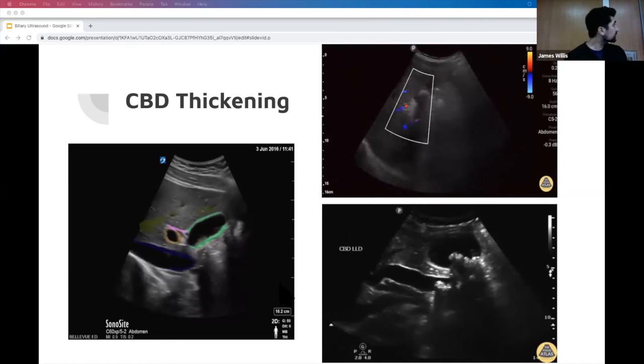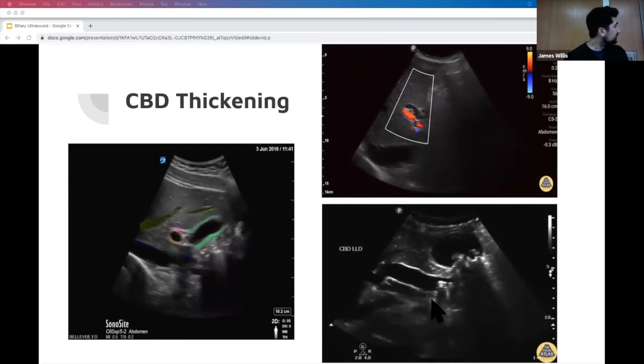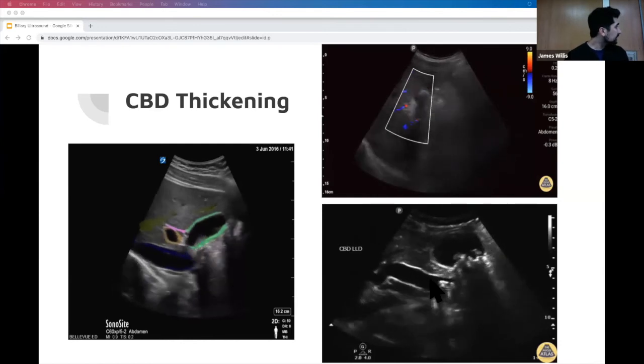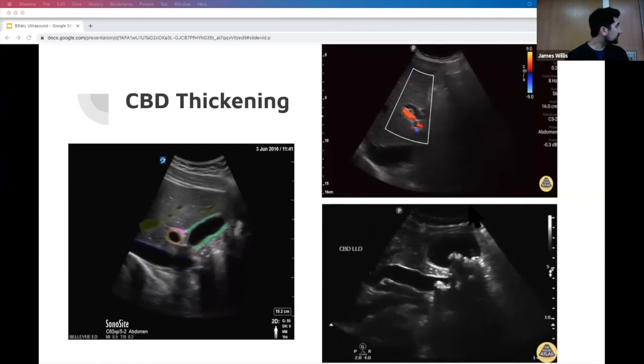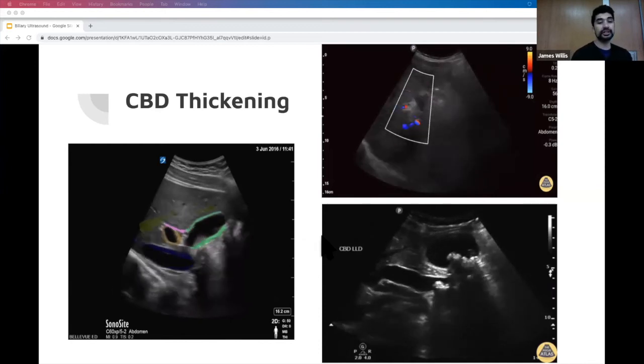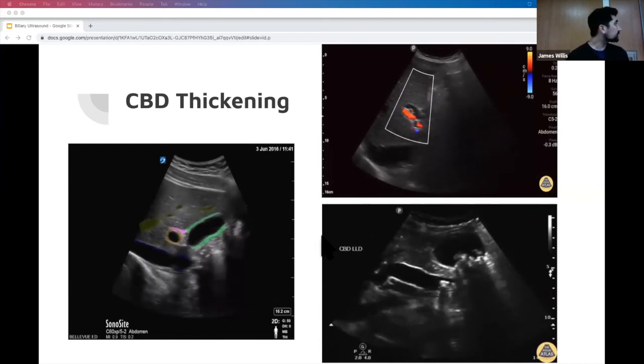And then the last one, this is fairly obvious, but you can clearly tell that the common bile duct is distended. You also have a stone in the common bile duct. And it's important when you're taking the measurements that you do inner wall to inner wall.